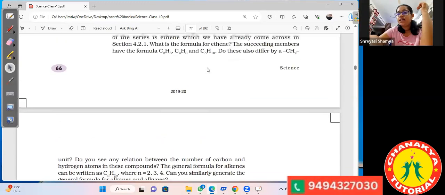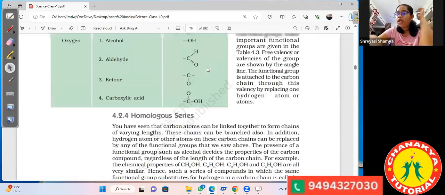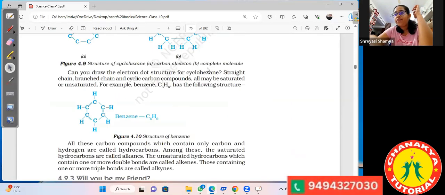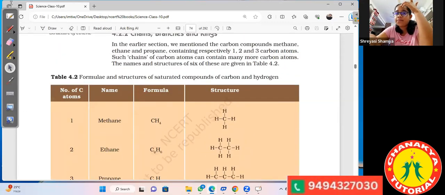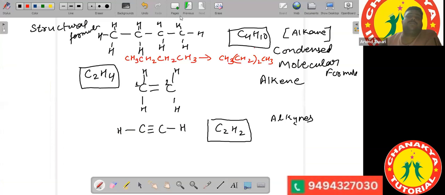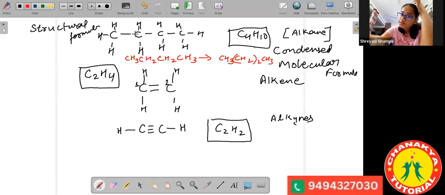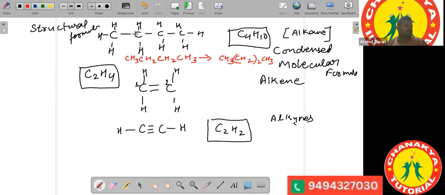Sir, but if the molecular formula is same but we have different compounds, so we still say that the compounds are the same, right, sir? No, we don't say compounds are the same, but we call them isomers. Rather, we call them structural isomers. So if the molecular formula is same but the structural formula is different, we call them isomers. Okay. So understood this?